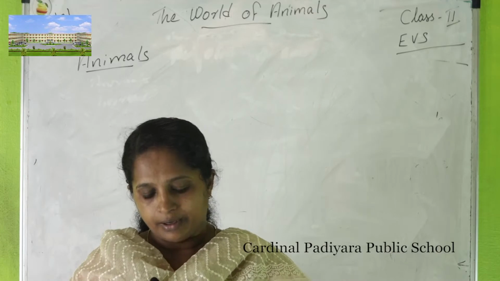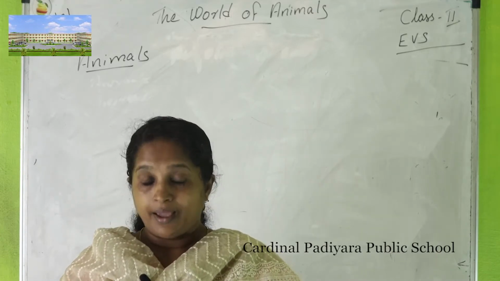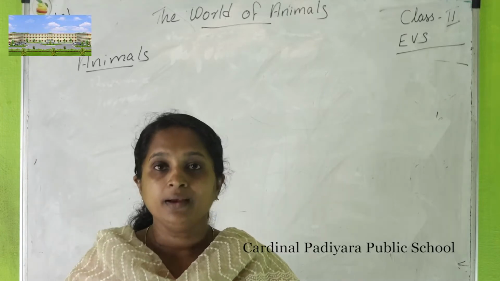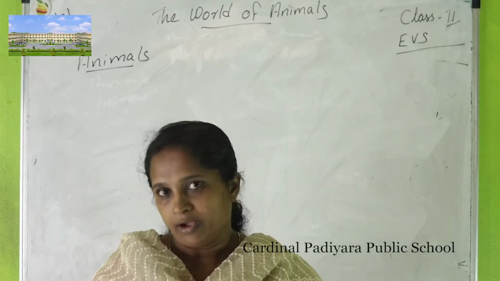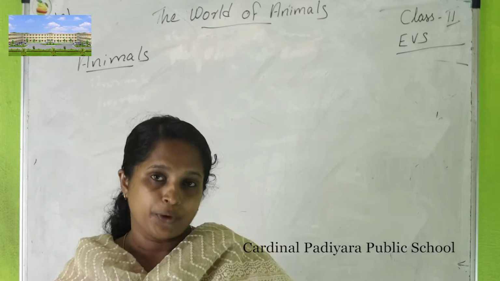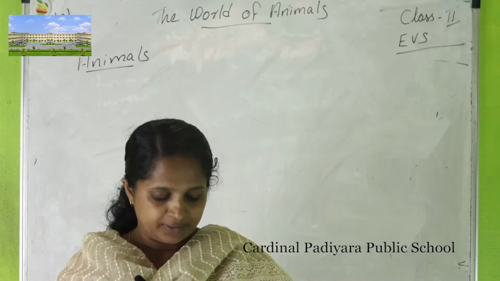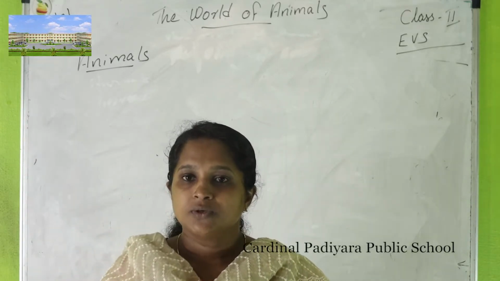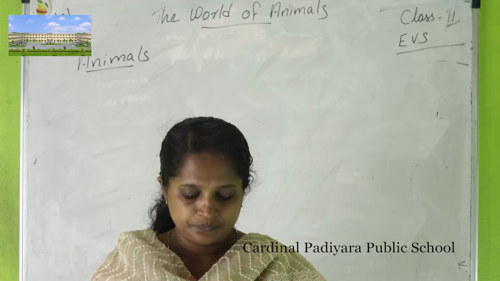Next characteristic of living things is that they can reproduce. A dog can give birth to a young one. So, animals can reproduce like other living things. So, we can say that animals are also living things.